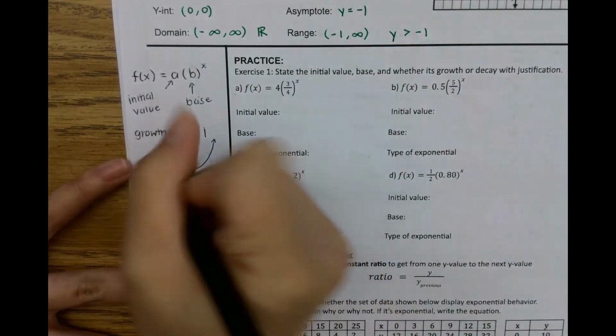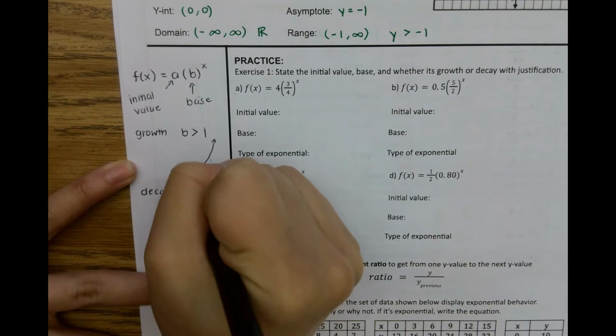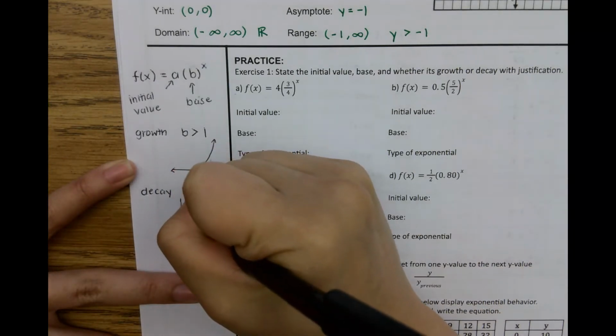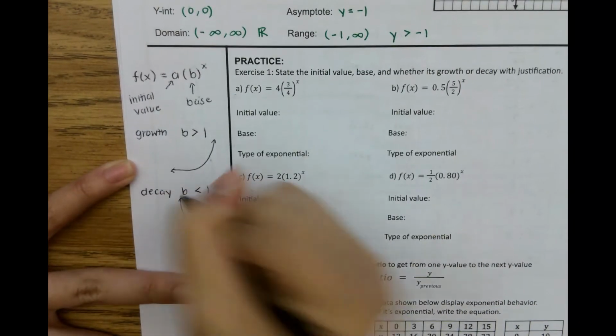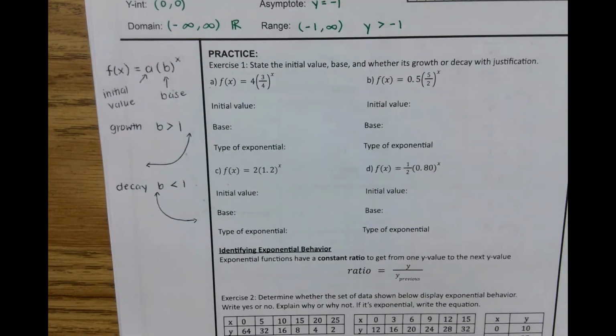It would be decay if our base is less than 1, and in that case, it would go down closer and closer to our asymptote, and it'll kind of flatten out-ish. It'll get closer and closer to our asymptote without touching it. So here we have a couple of examples. We're going to state the initial value, what the base is, and whether it's growth or decay with justification.